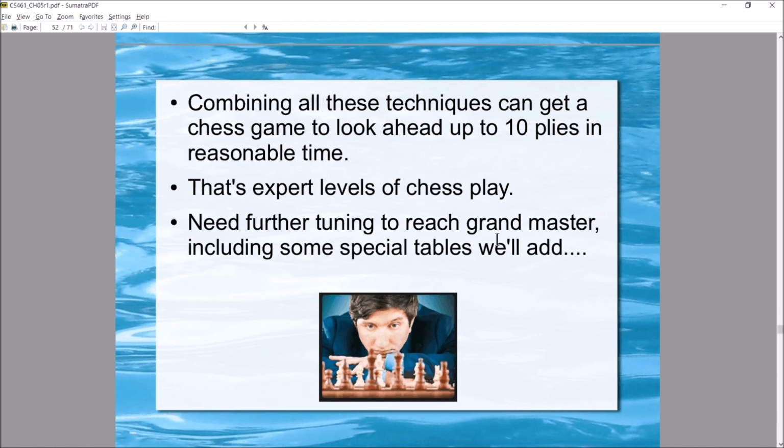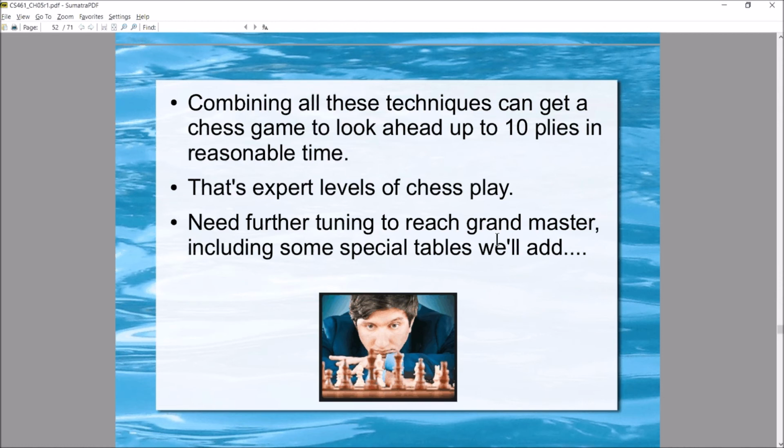researchers were able to put together a chess game that could look at up to 10 plies in reasonable time. Up to 10 moves. I go, white goes, black goes, white goes, black goes, and so on, 10 total of that. So a computer could do that in reasonable time. Now, looking ahead 10 plies is at an expert chess player's level.